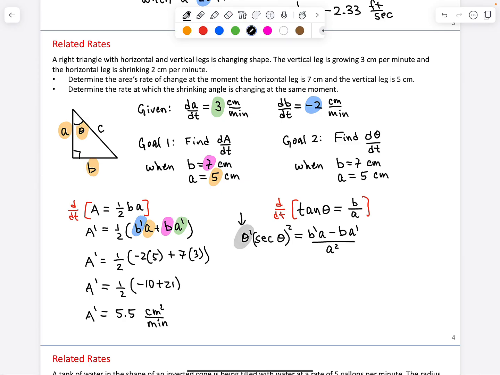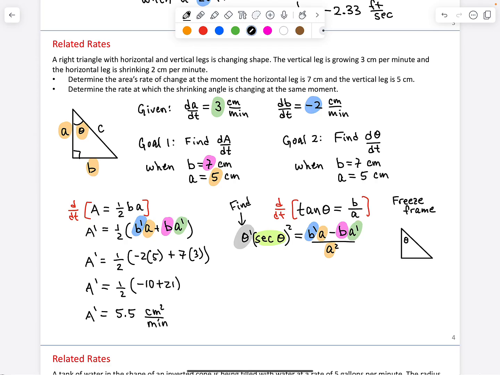Our goal here is to find theta prime. I have information to change any b I see to 7, any a I see, and there's 2 of them, to 5. B prime will be changed to -2, and a prime will be changed to 3. But I need to find a way to also replace this secant theta with a number so that I can ultimately find theta prime. So in this case, I will need to draw a freeze frame.